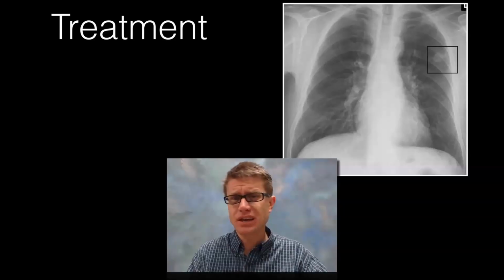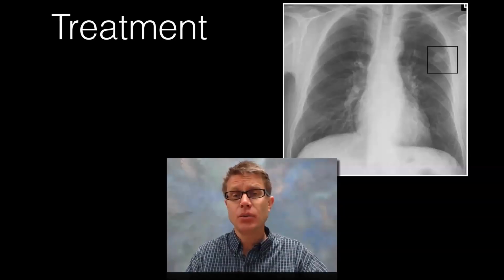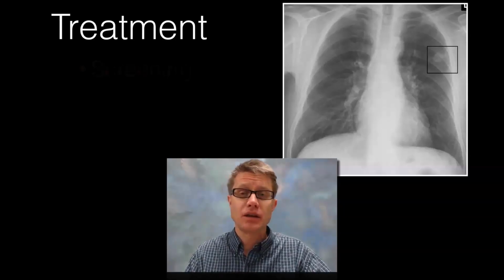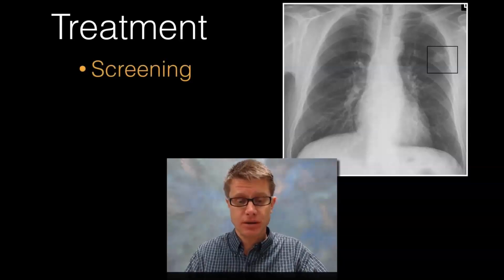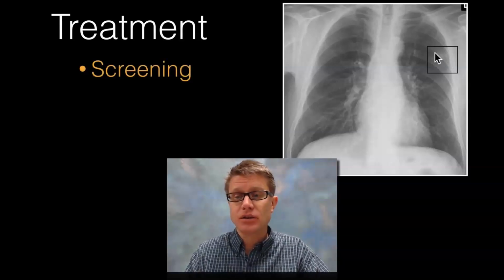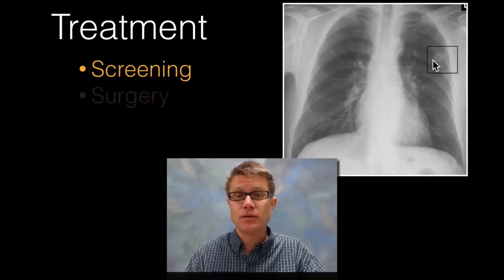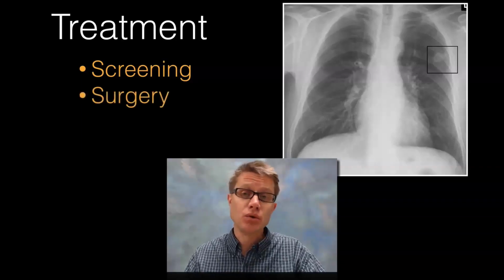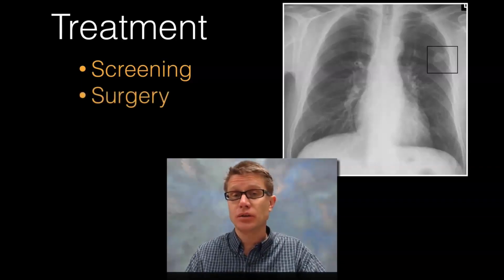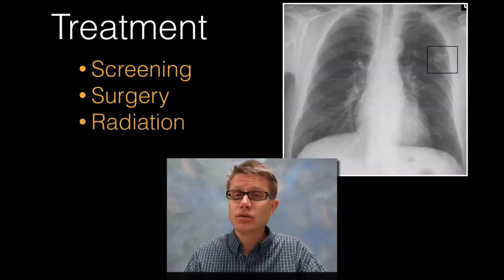And so what do we have for treatments? And so since cancer is uncontrolled cell growth, we want to find those cells as quickly as we can. And so screening is the most important thing. Once we find that cancer has developed and we find that tumor, the first thing that we want to do is we want to remove that. And so surgery is generally what happens next. We remove that tumor. We also use radiation.